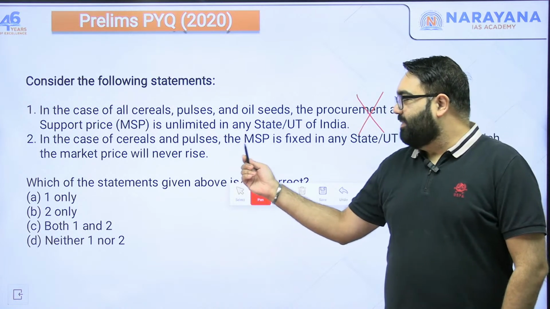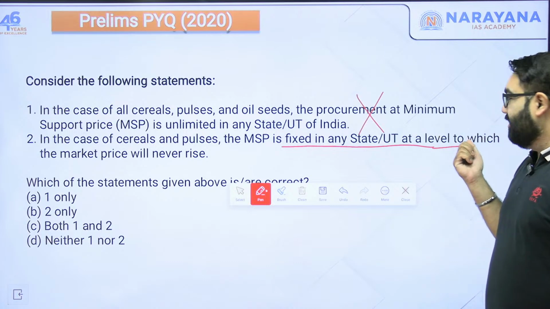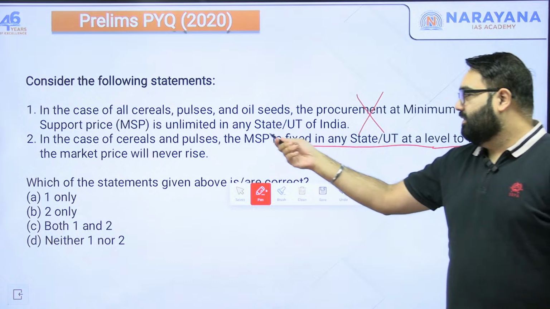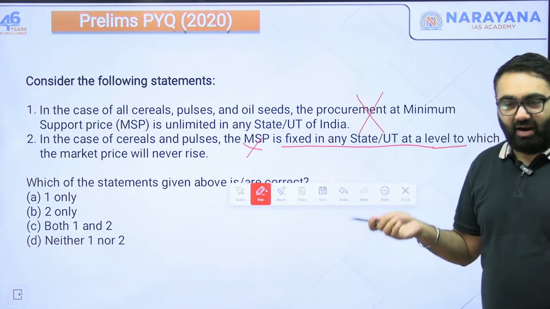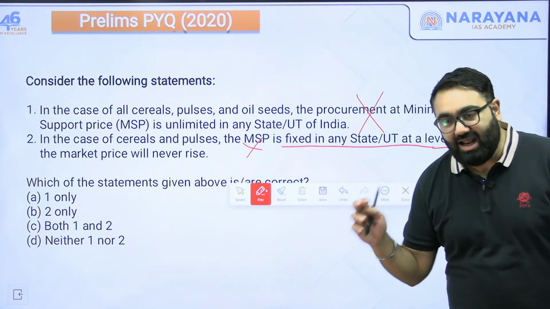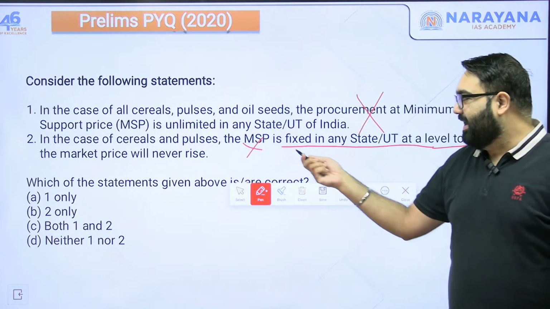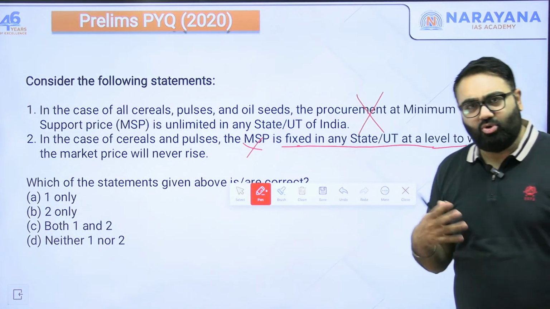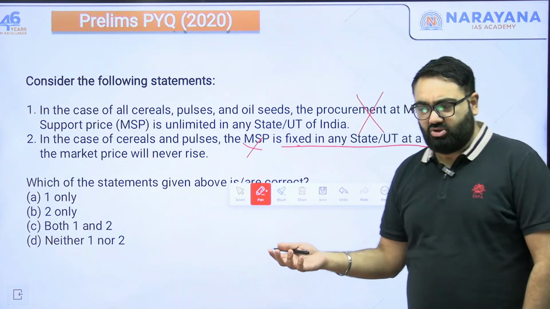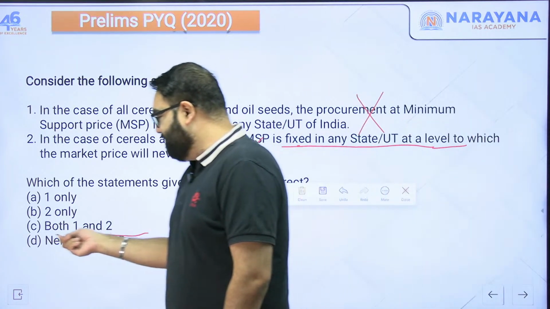In case of cereals and pulses, MSP is fixed in any state or UT at a level to which the market price will never rise. No, that is not true. It's not that MSP is always above the market price. MSP is just a guarantee that if you are not able to sell at a higher price than this, then you can come to them. But MSP is not set at a price where the market price will never rise. In fact, in most cases, many farmers are able to sell at a price higher than the MSP in the market, so farmers don't come to the government or Food Corporation of India. Both of these are wrong. Answer will be D.